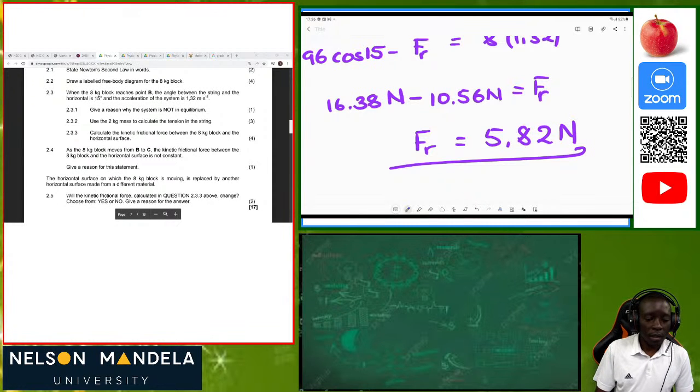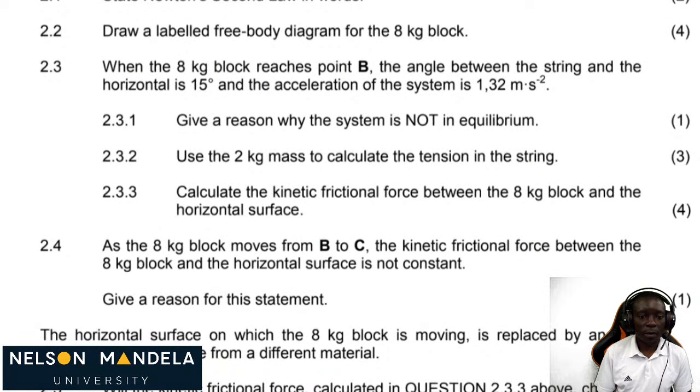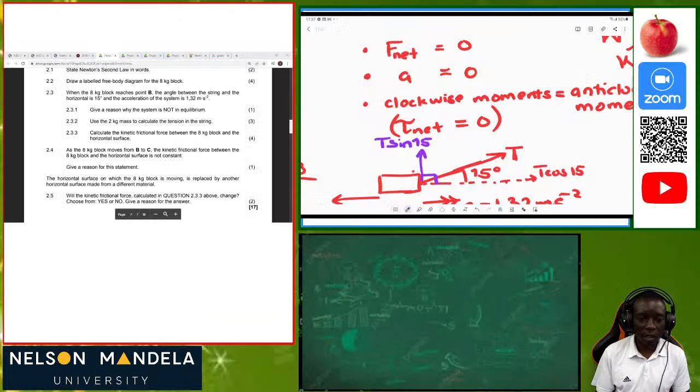Okay. So if that is also clear, I think we are good. We can go on to look at the next part. As the 8 kg block moves from B to C, the kinetic frictional force between the 8 kg block and the horizontal surface is not constant. Give a reason for this statement. So let's look at the diagram. Why is that?